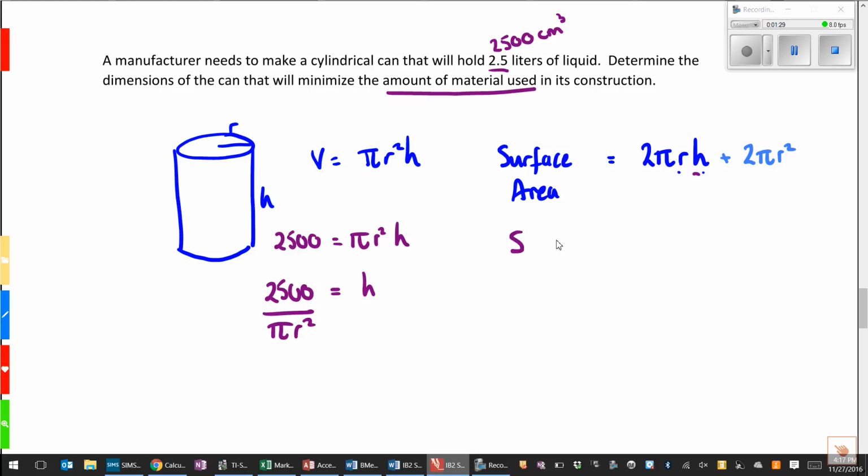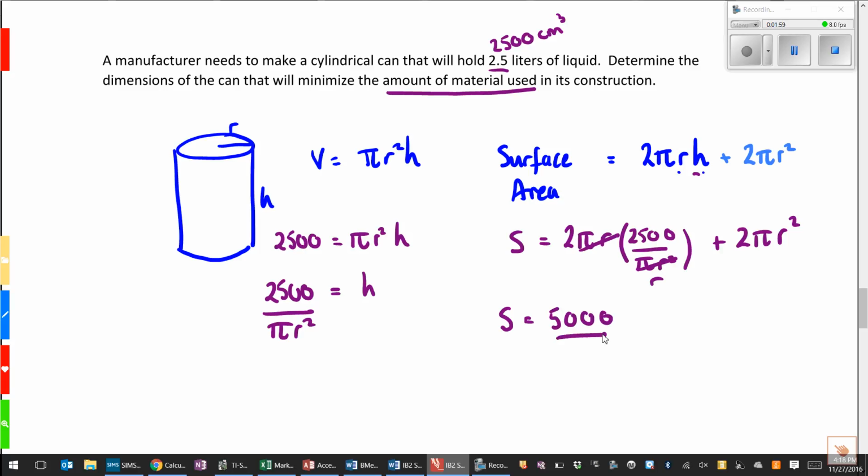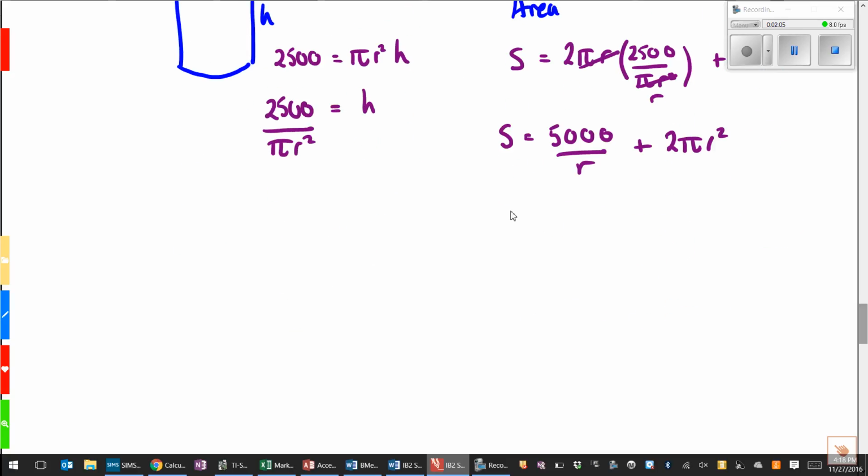So surface area is 2 pi r times 2,500 over pi r squared, and then plus 2 pi r squared. Okay. So let's simplify that. So pi r cancels with pi r squared, leaving just the r. 2 times 2,500 is 5,000. So I've got 5,000 over r plus 2 pi r squared. I'm going to rewrite that using negative index, so 5,000 r to the minus 1 plus 2 pi r squared.